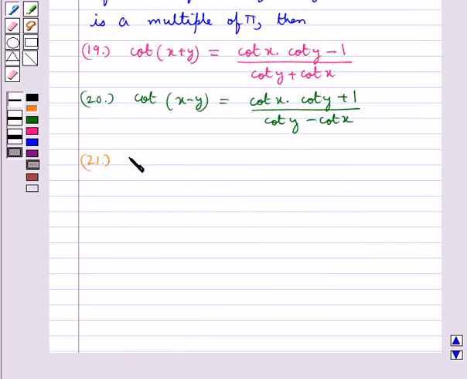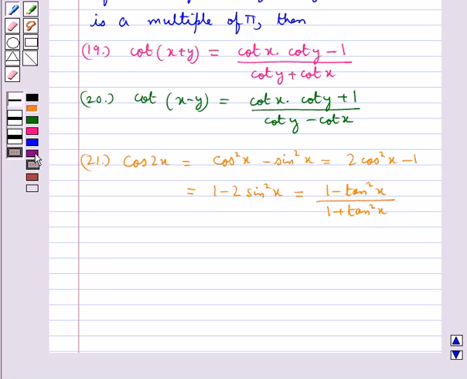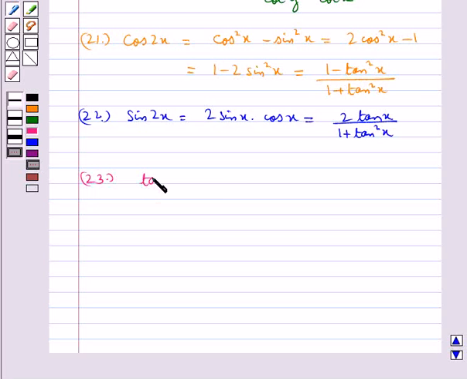Next is cos 2x = cos²x - sin²x = 2cos²x - 1 = 1 - 2sin²x = (1 - tan²x)/(1 + tan²x). Then sin 2x = 2 sin x cos x = 2 tan x/(1 + tan²x). Next is tan 2x = 2 tan x/(1 - tan²x).